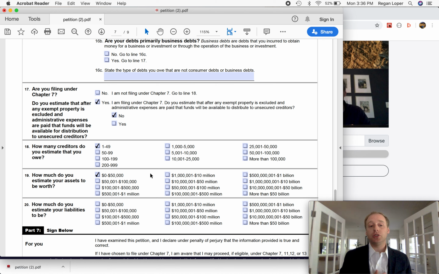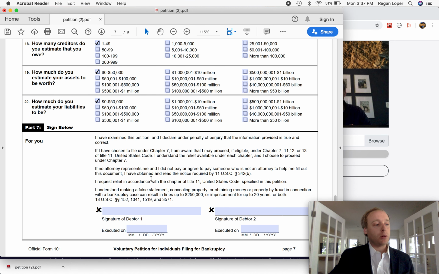Question 20, how much do you estimate your liabilities to be? Again, Ashley selected between $0 and $50,000. These are the kind of cases that are straightforward enough, dollar amount wise and creditor number wise, that are probably good examples of who could use this site. If you've got way more money, if you've got way more liabilities, way more in assets, again, that's something you probably want to consider hiring an attorney for.